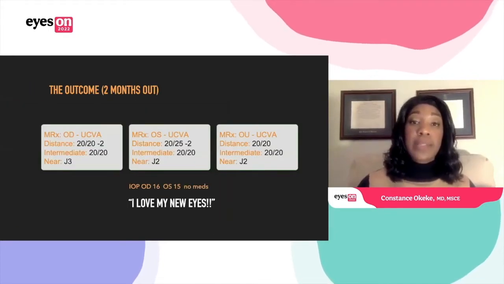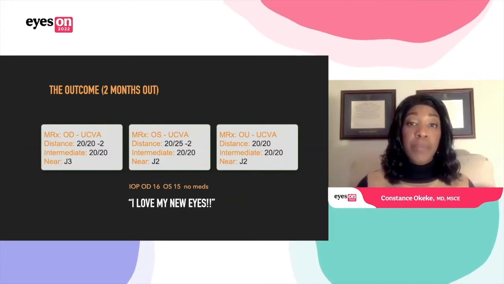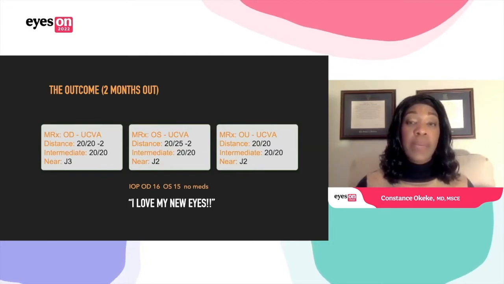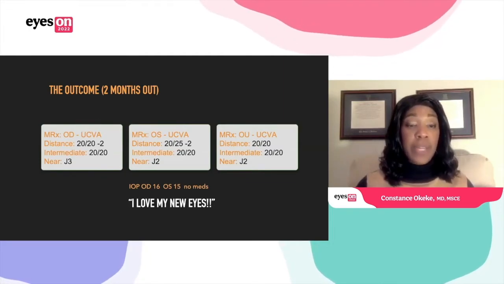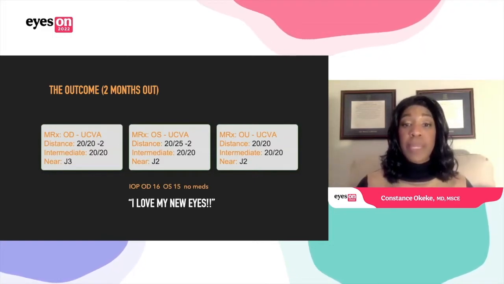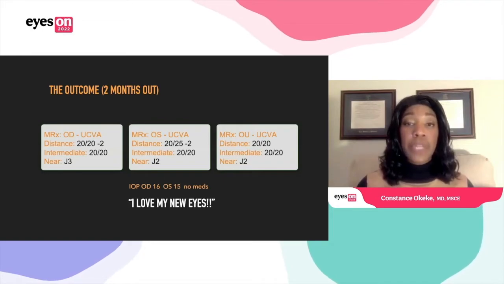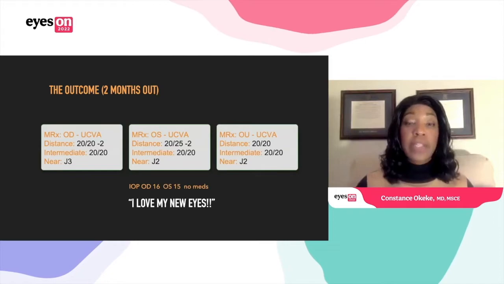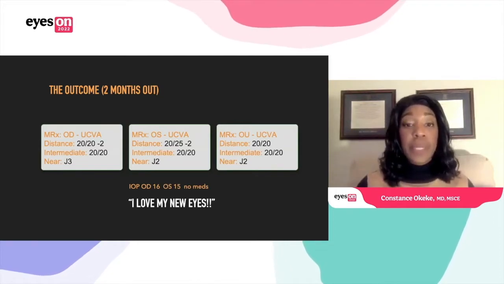She did excellent as a postoperative patient. Outcomes were great at distance. She had 20/20 vision, intermediate was 20/20, and J3 at near in the right eye. In the left eye, 20/25 at distance, intermediate was 20/20, and at near J2. Overall combined, 20/20 at distance and intermediate, and J2 at near.